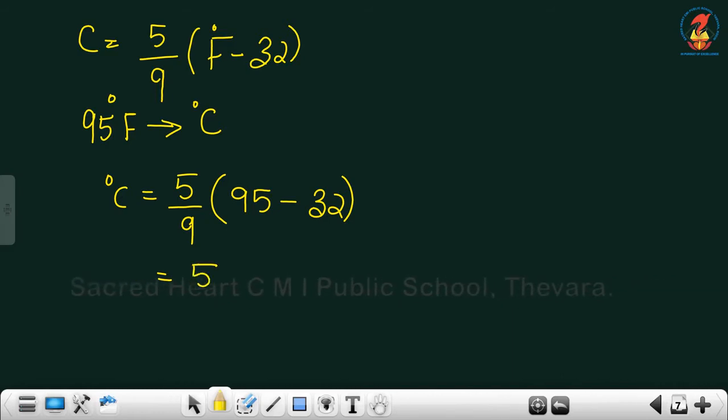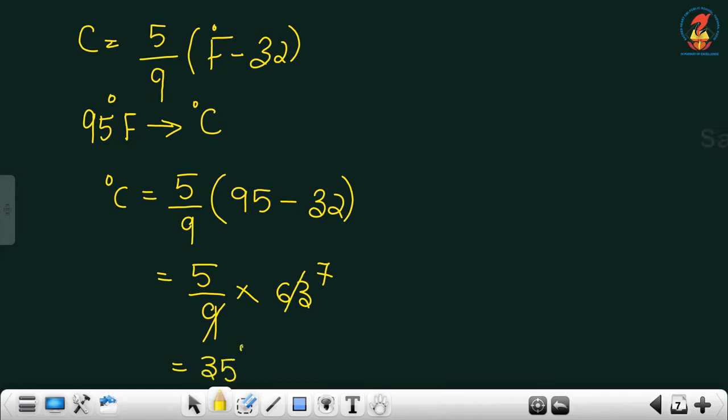So, 5 by 9 into 63. Now, how many times will 9 go in 63? That is 7 times. Now, 5 into 7 is 35. 35 degrees Celsius. So, 95 degrees Fahrenheit is equal to 35 degrees Celsius. So, this is a conversion. Okay. Two questions will be there to do in your notebook.